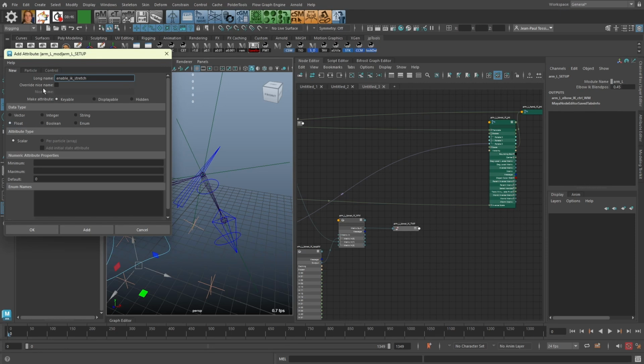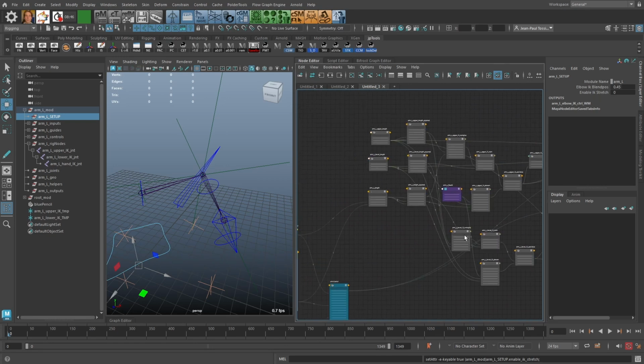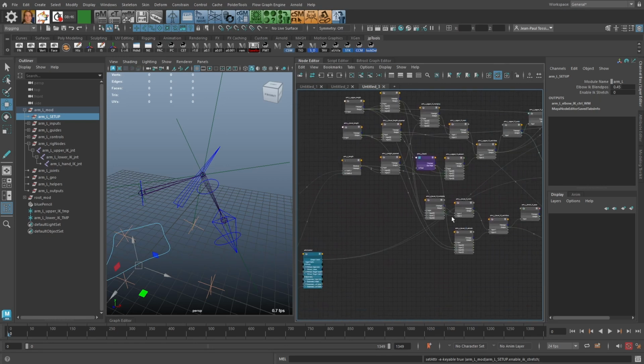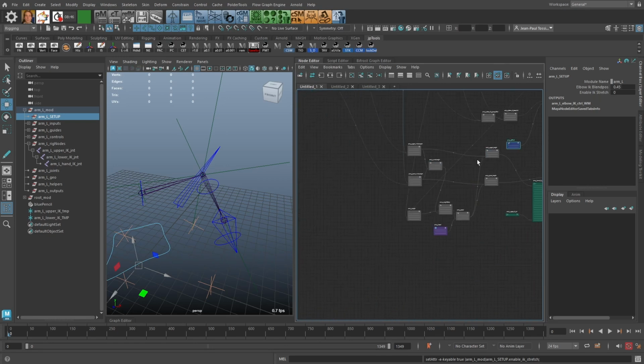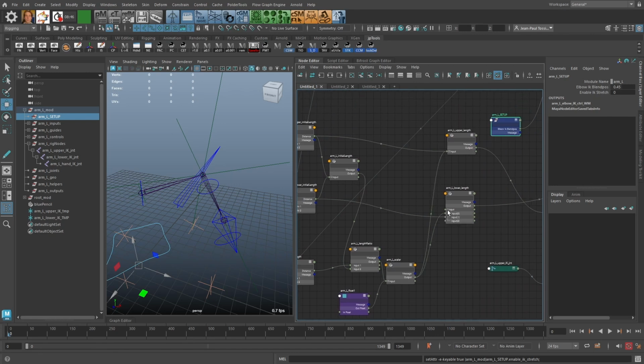I don't know, maybe you want to blend somewhere in animation, so let's make it a float ranging from 1 to 0 with the default being off, I guess. Doesn't really matter for now. Okay, so we need to look at where we set up the stretching.